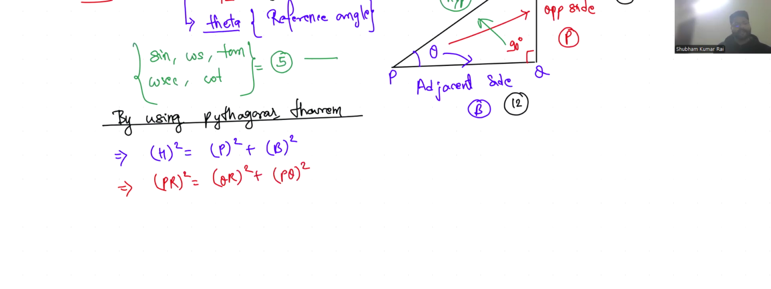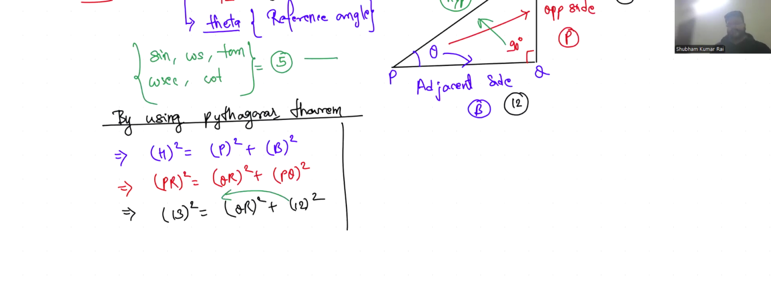Right? So what is the value of PR? That we are having as 13 square. What is the value of QR? That we need to just calculate. Right? And what is the value of base? That's PQ. That is 12. Right? Now, let us just shift each and everything because we need to just calculate for QR.